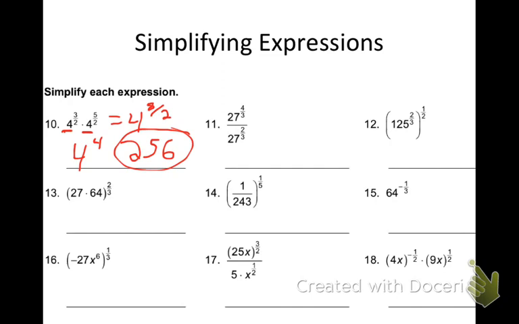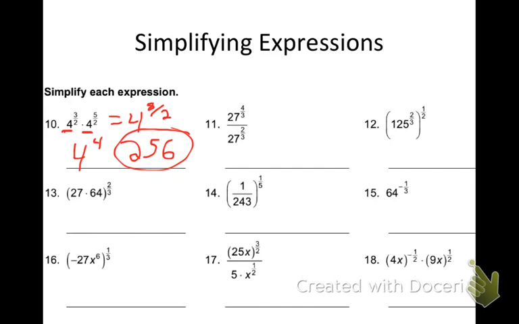Did everybody hear the way he did it, though? 4 to the 4th is the same thing as 4 squared times 4 squared. So he went 16 times 16. You went 4 times 4 times 4 times 4, which is the same thing. Either way you get it, you actually do get 256. But 16 times 16, some people sometimes find easier than 64 times 4. Either way, you work it out.